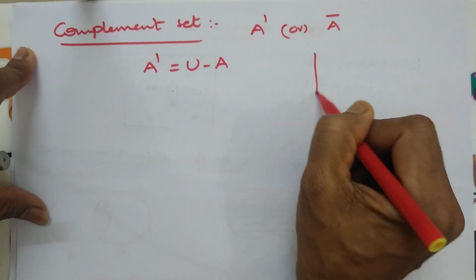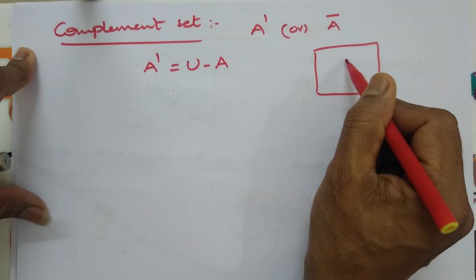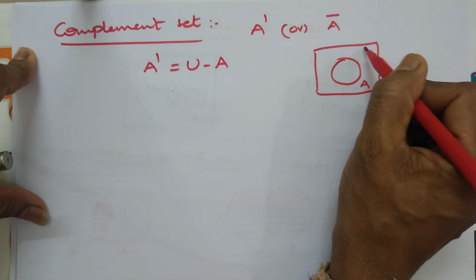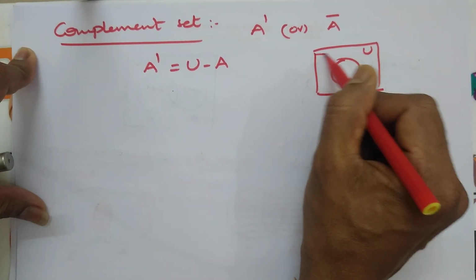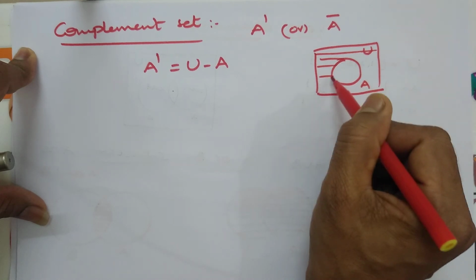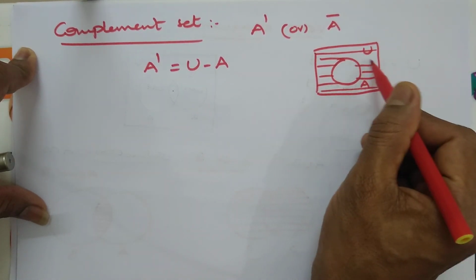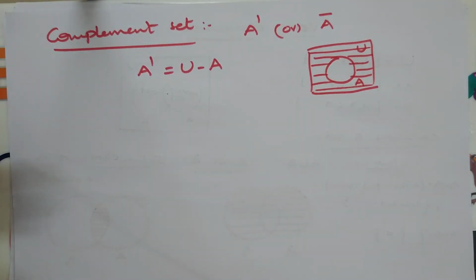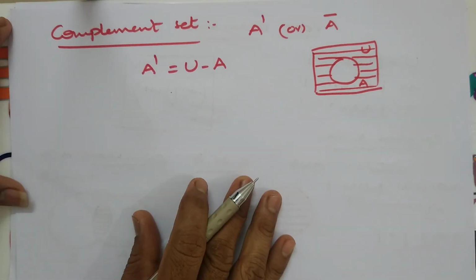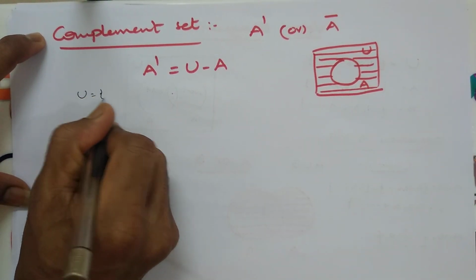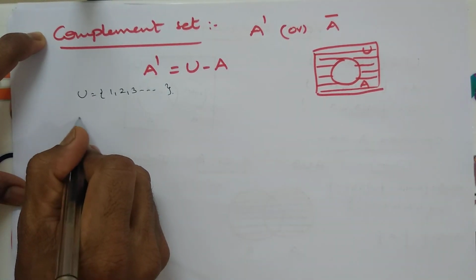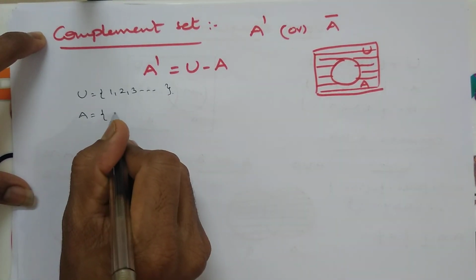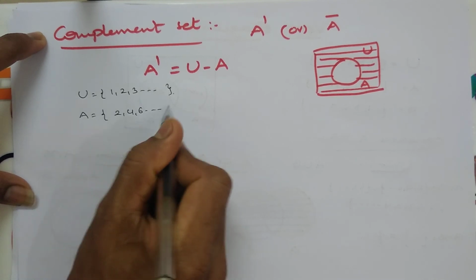Okay, when you draw the Venn diagram, how will it be? See here. This is A if I take, and this is the universal set, and the elements that are present in U but not in A are only in the outside region. Okay, now if I take one example, see here. Universal set, same example I am taking. A is equal to 2, 4, 6, 8, and so on.